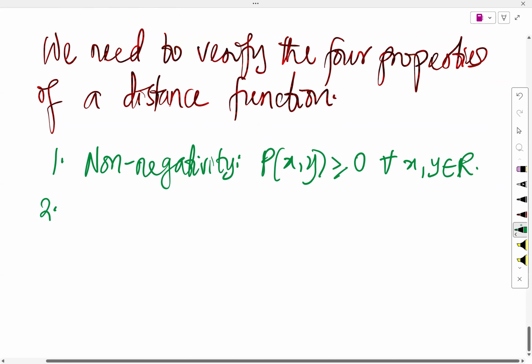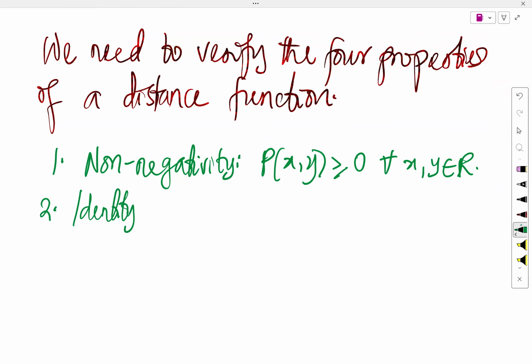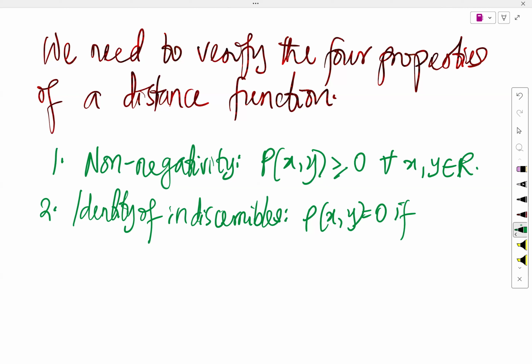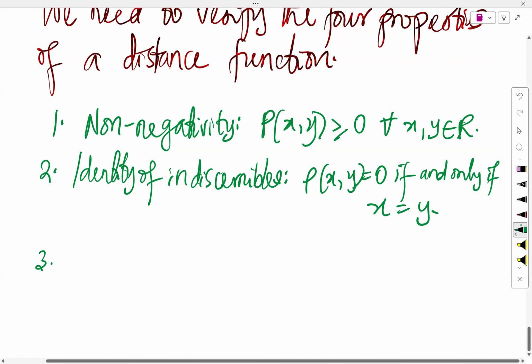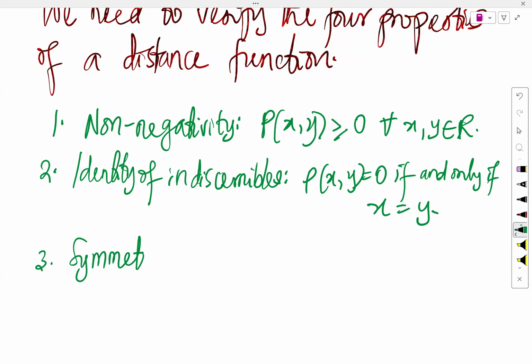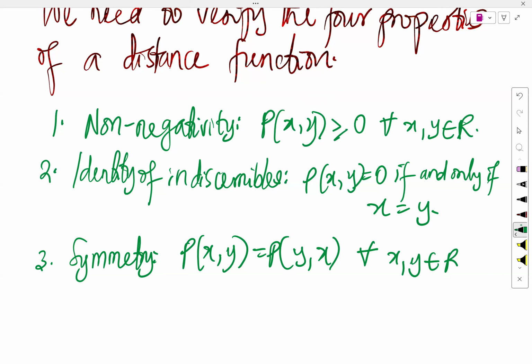The second property is identity. It's called the identity of indiscernibles. And what does that say? It simply says that P of x y is always 0 if and only if x is equal to y. That is the identity of indiscernibles. And third, we have symmetry. Symmetry here says that P of x y is the same thing as P of y x for all, let me use the math notation, for all x and y belonging to the real number system.